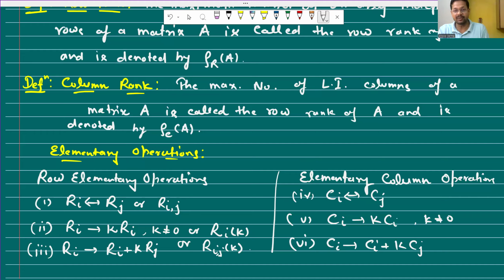Now let's talk about matrices: what are row equivalent matrices and what are column equivalent matrices. We have a matrix and we apply elementary row operations only. Then we form another matrix, which is known as the row equivalent matrix. Similarly, if we apply only column operations on a matrix and form another matrix, then that matrix is called column equivalent to the previous one. Okay, so let's define.